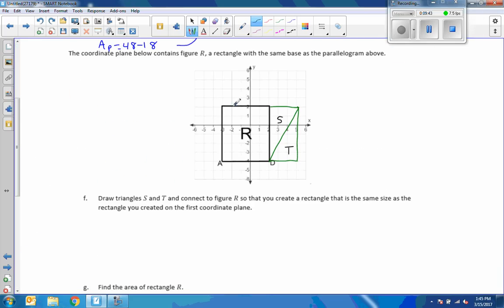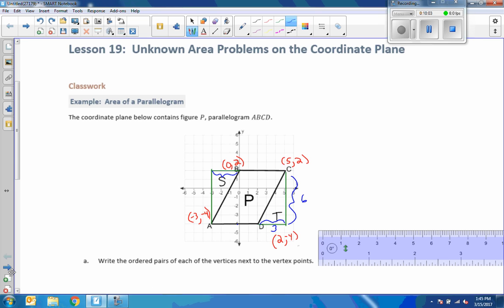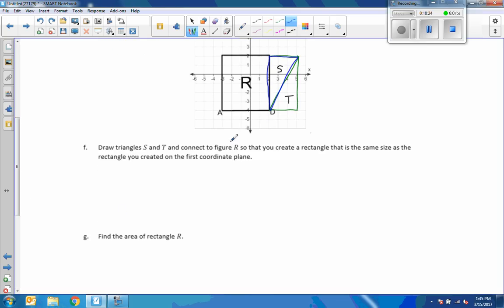So I moved S from this side over to here. This is S. We do them in different colors. This is S right here. And T is the green one. So I put the two S's and the T's together, and then we get that whole area of 48 from this entire diagram. So what they're leading up to here is we can take and move triangles around to get a shape. So it says draw triangles S and T and connect figure R so you create a rectangle the same size as the rectangle you created in the first plane. That is done.